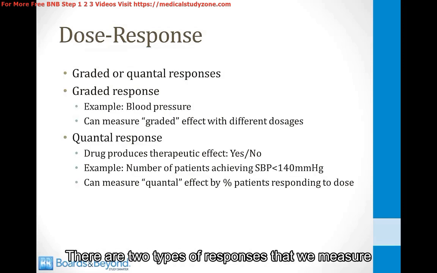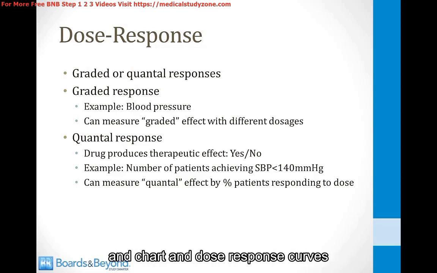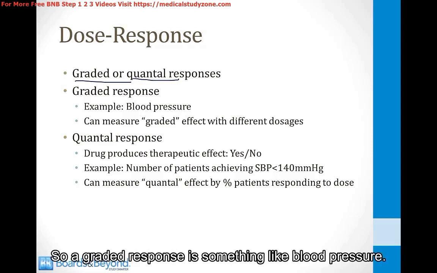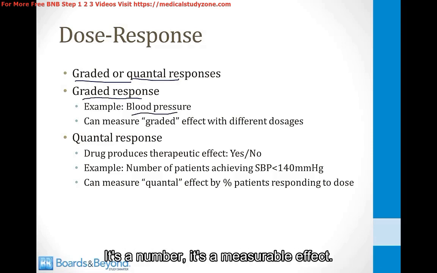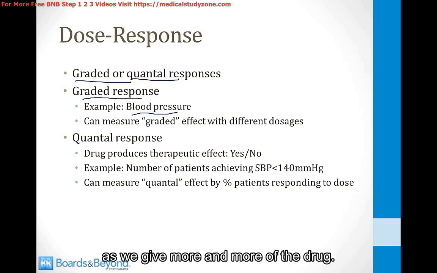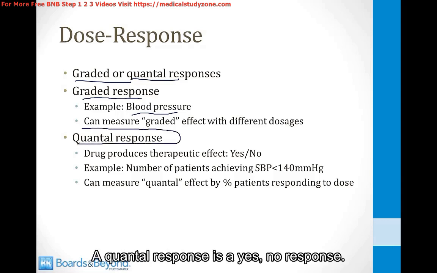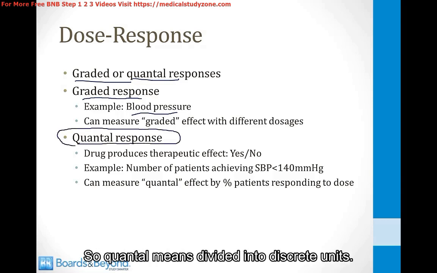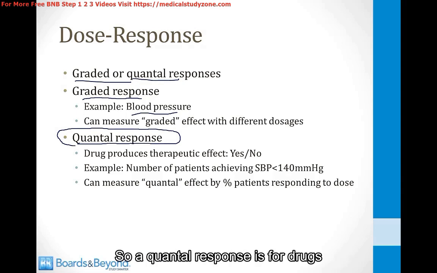There are two types of responses that we measure and chart on dose-response curves, and those are called graded or quantal. So a graded response is something like blood pressure. It's a number, it's a measurable effect, and we can monitor how the blood pressure changes as we give more and more of the drug. A quantal response is a yes-no response. So quantal means divided into discrete units. So a quantal response is for drugs that either achieve their effect or do not.